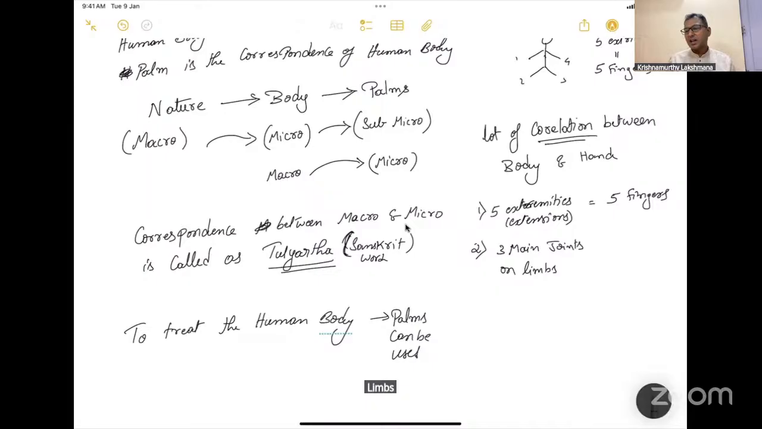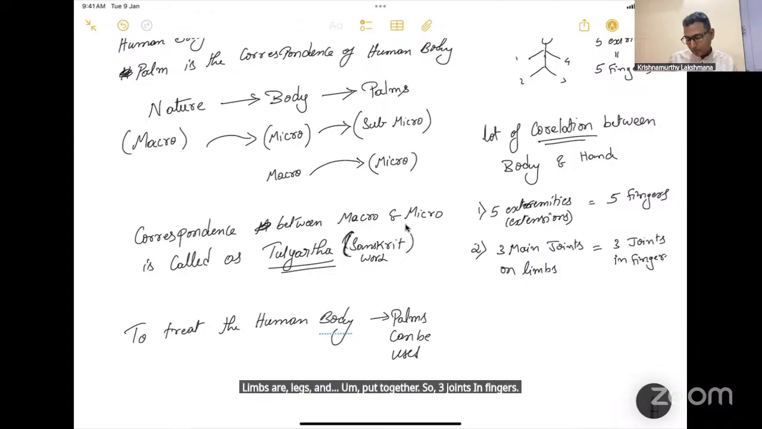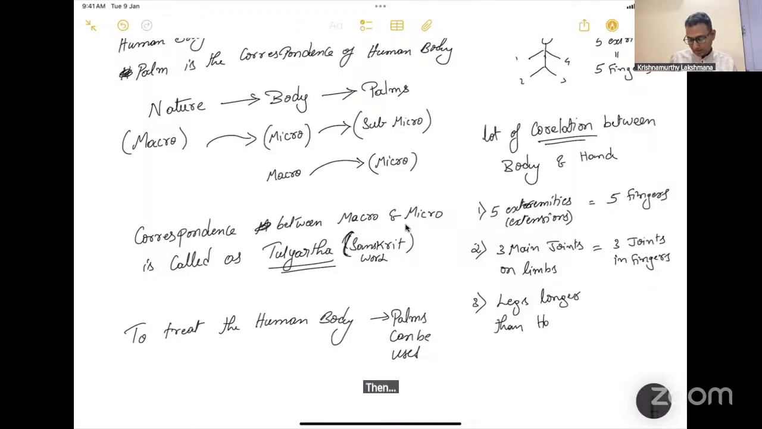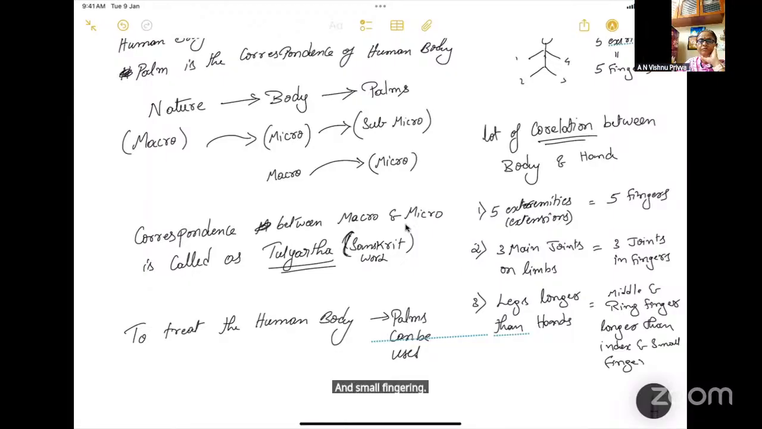Limbs are legs and arms put together. So three joints in fingers. Right. So the third one is legs longer than hands. So middle and ring finger longer than index and small finger. Small finger. Right?